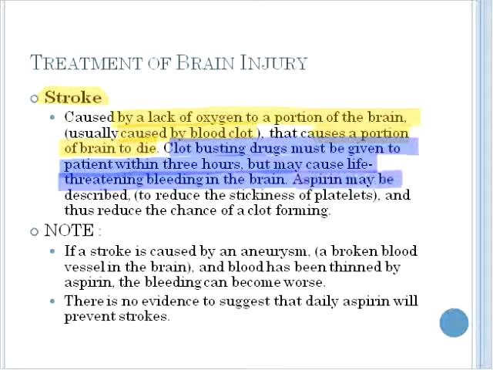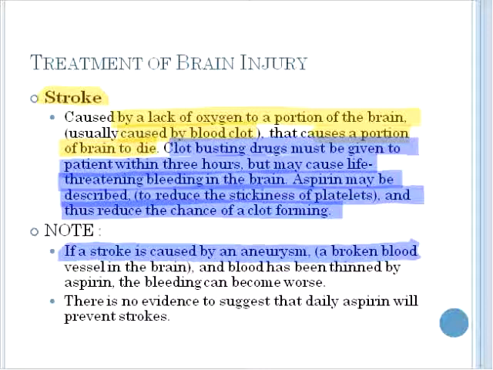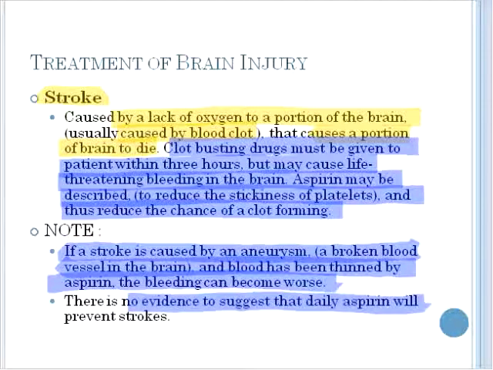Aspirin may be prescribed to reduce the stickiness of platelets and thus reduce the chance of a clot forming, but there are side effects to it. The problem is that if a stroke is caused by an aneurysm, a broken blood vessel, and blood has been thinned by aspirin, the bleeding can indeed become worse. Certainly, there is no evidence to suggest that daily aspirin will prevent strokes. It certainly hasn't been given the same sign-off by doctors as it pertains to heart disease.